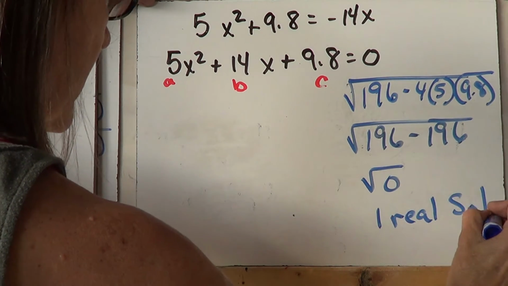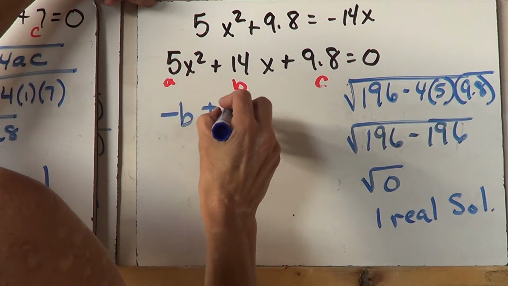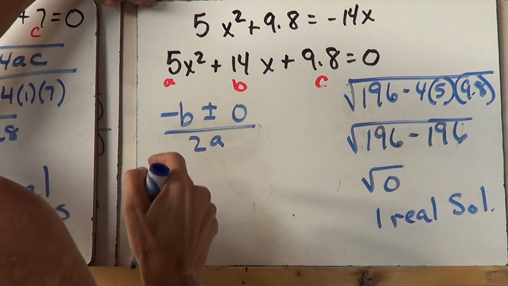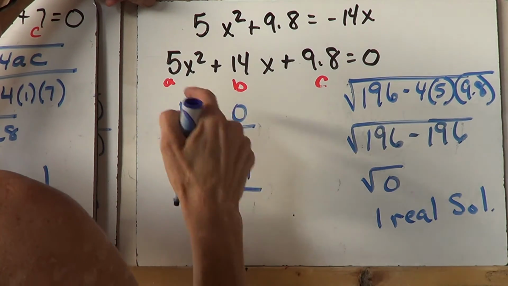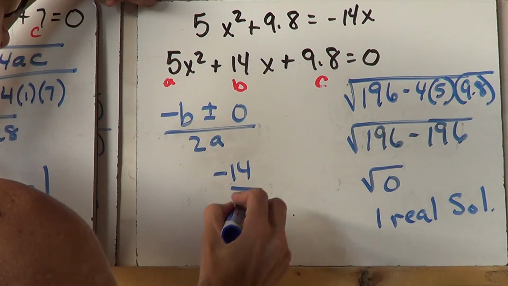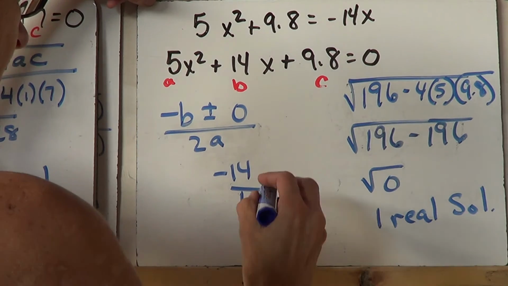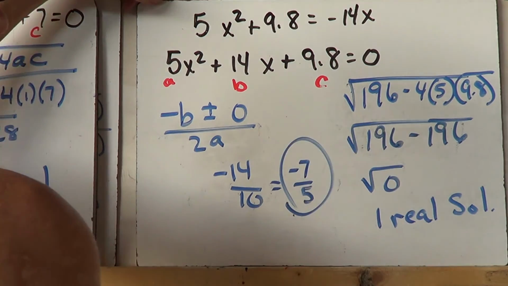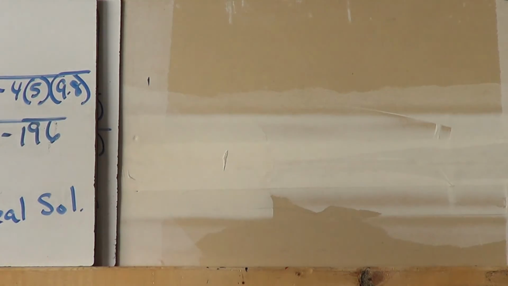Now we just need to show what it is. Negative b plus or minus 0 over 2a. Our negative b is 14, so it's negative 14 over 2 times 5, which is 10. We have a plus or minus 0, so that won't matter. This can reduce to negative 7/5. And that's just a real quick picture of how you can use the discriminant in the quadratic formula for finding answers. See you in class.